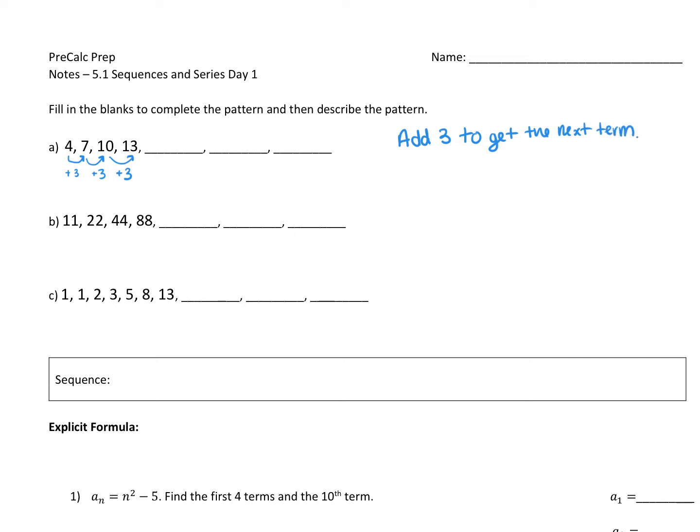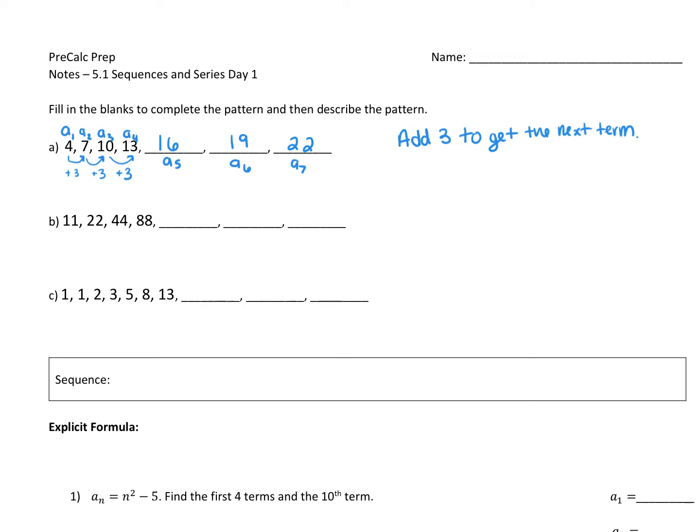If I follow that pattern, I would add 3 to get 16, add 3 to get 19, and add 3 to get 22. When we have a sequence like this, we refer to our first number as A1, our second number as A2, our third number as A3, our fourth number as A4, A5, A6, A7. We use these little sub numbers with the A, and that refers to the term number.